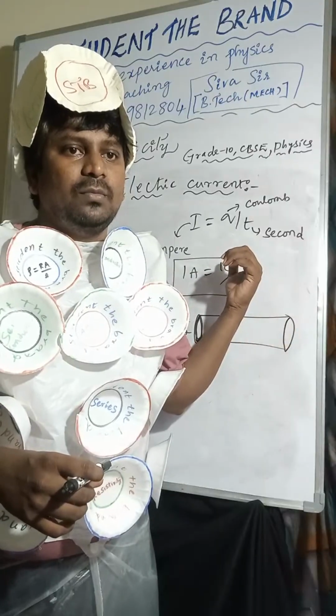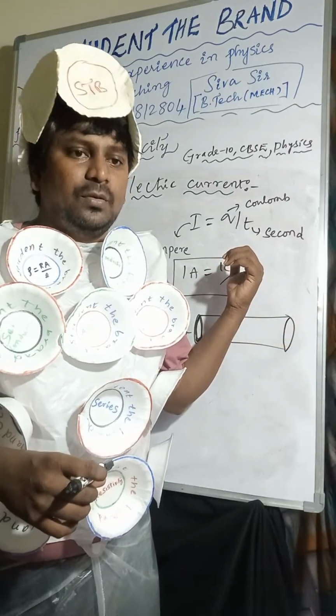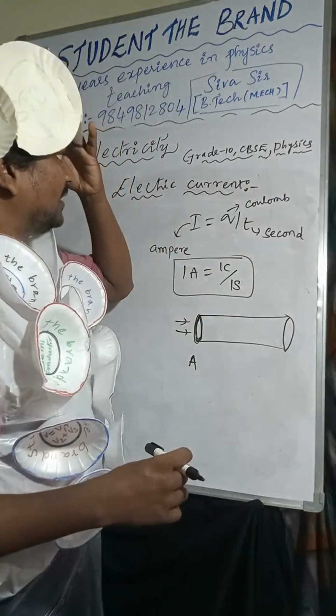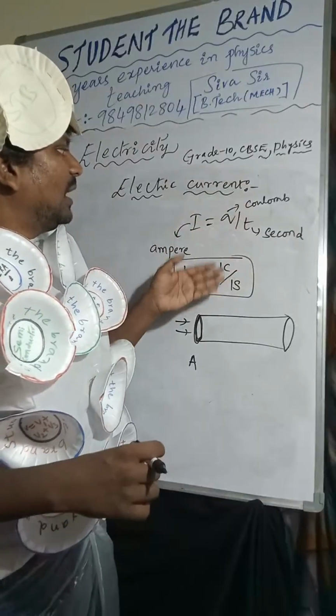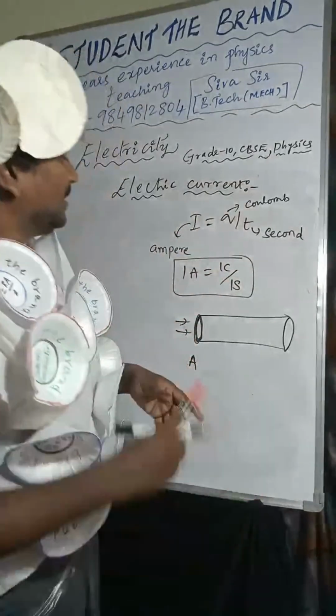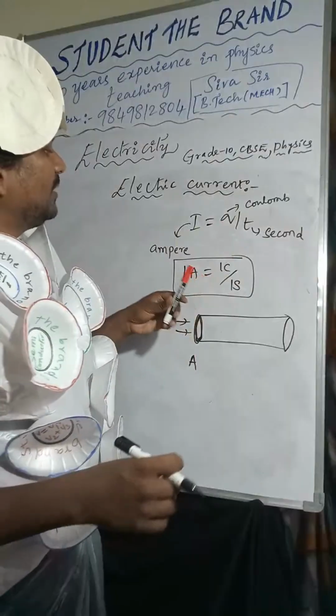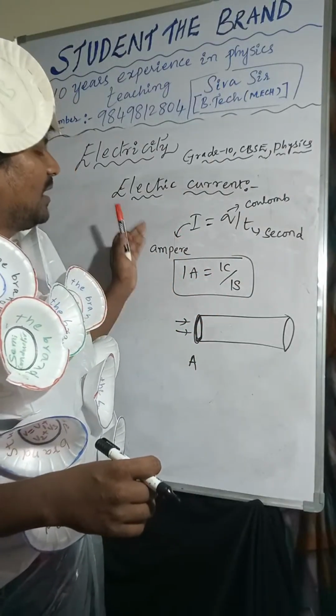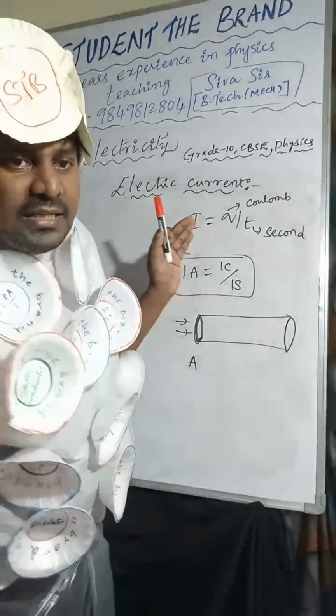I equal to Q by T. The SI unit of current is ampere, the SI unit of charge is coulomb, and the SI unit of time is second. So 1 ampere is 1 coulomb per second. This is about current, and now we can look at charges.